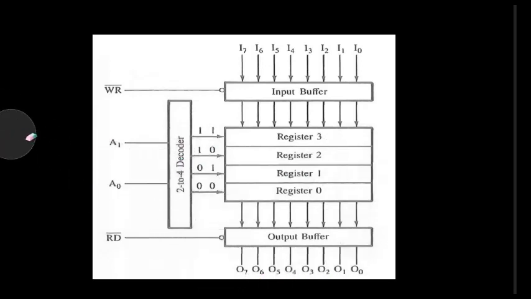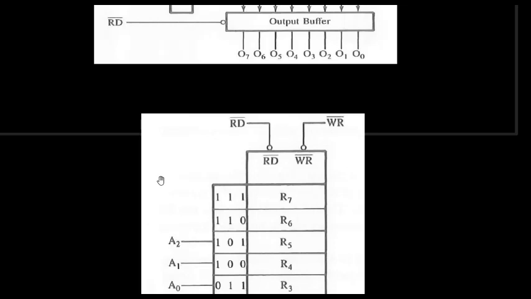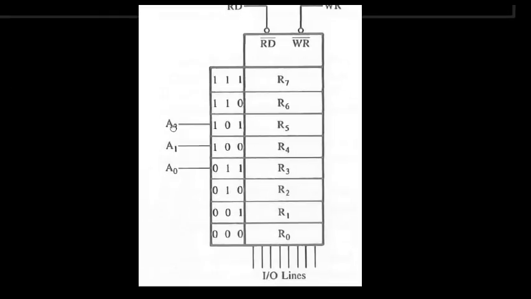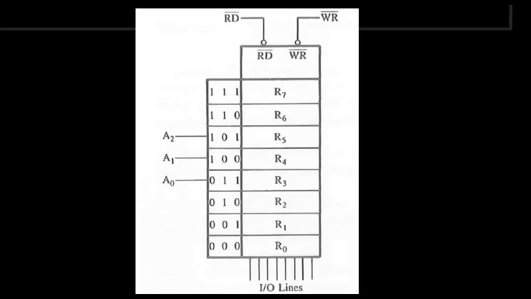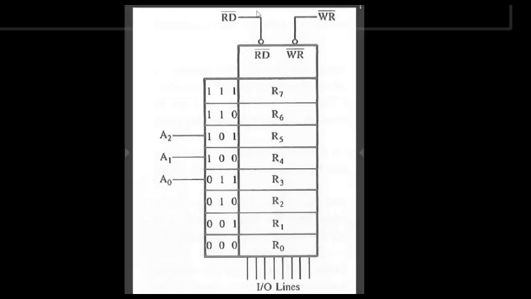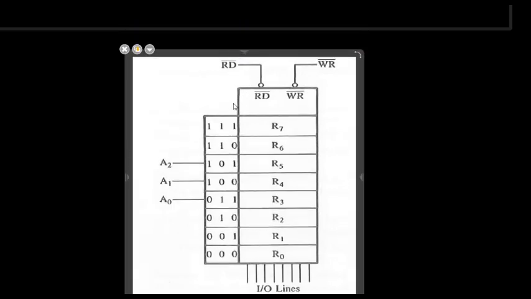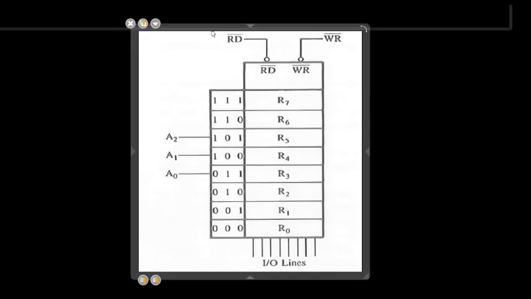Now here we have just 4 registers in this case. We can extend the idea to more number of registers. As we can see in this diagram, there are 8 registers. Okay, in this case we have 8 registers. So how do we do the selection and how do things work here?